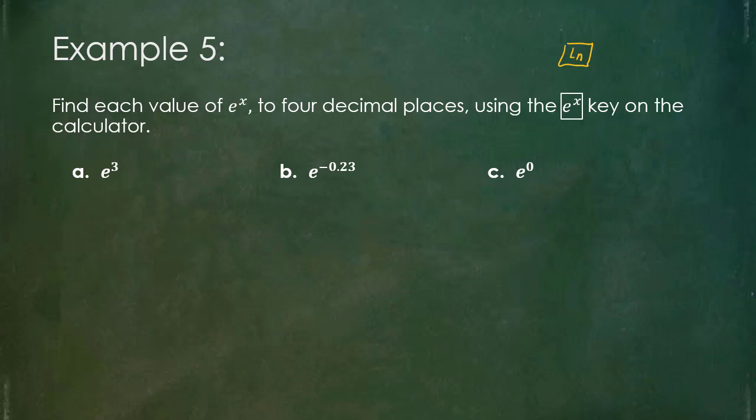If I were to just figure out this first one, e to the third, it comes back approximately 20.0855, just to follow the instructions of 4 decimal places out. If I did the next one, e to the negative 0.23, notice it can be an ugly exponent, it still is okay. This one comes out 0.7945. And then the last one, shouldn't really even need to type this one into the calculator. Anything to a power of 0 would just equal 1.